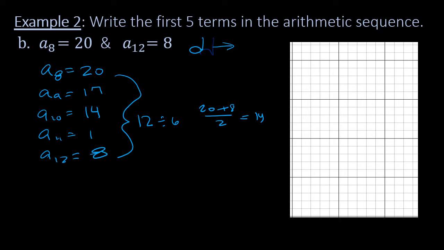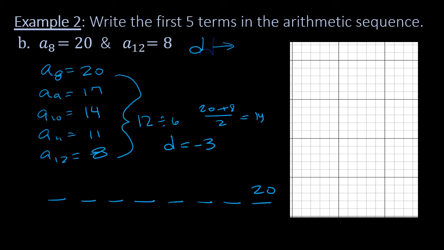And 14 minus 3 is 11. So when I look at this pattern of numbers right now, I can tell that this pattern of numbers is decreasing. So I know that d is going to be -3. I could also start at 20 and go backwards. So if I want my first, second, third, fourth, fifth, sixth, seventh, my 8th term is 20. So if I need the first 5 terms, I could go backwards.